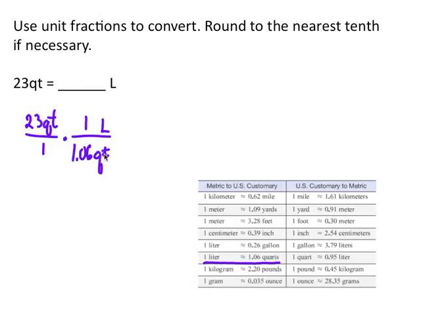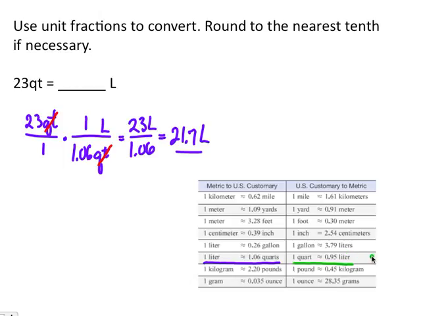Okay, so if we cross cancel our quarts, multiply, now we have 23 liters divided by 1.06. Do our division there, and that comes out to be 21.7 liters. Okay, now if you look on the other column, there's also one that says 1 quart equals 0.95 liters.